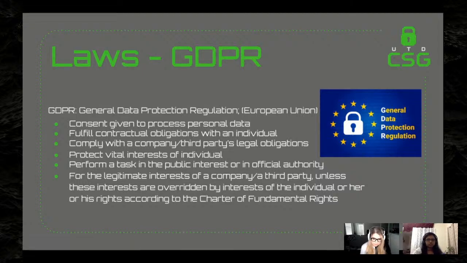The intentions of the GDPR are the following six. The first one is personal data can be collected and processed only upon individuals' consent. The second one is to fulfill contractual obligations with an individual. The third one is to comply with companies' or third parties' legal obligations.